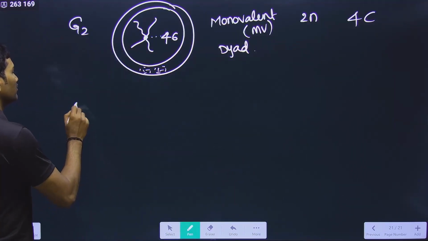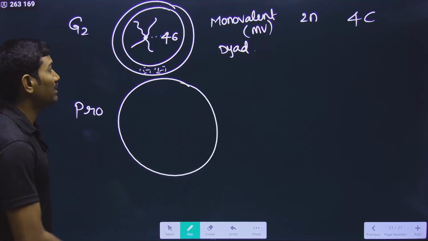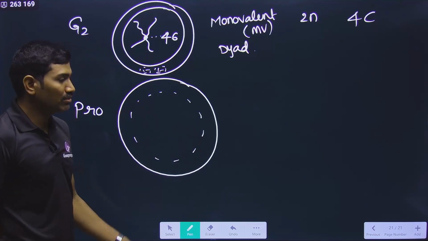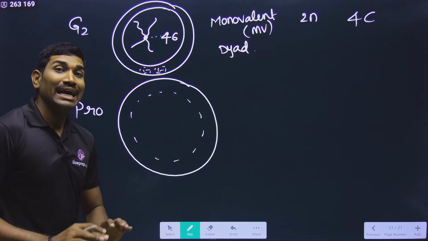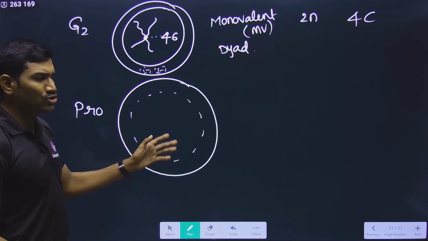Next one is regarding the prophase. Plasma membrane will remain the same, but what happens to the nuclear membrane? Nuclear membrane will start undergoing breakdown. I am using a dotted line. At the end of the prophase, it will disappear. So here let us use the dotted line.